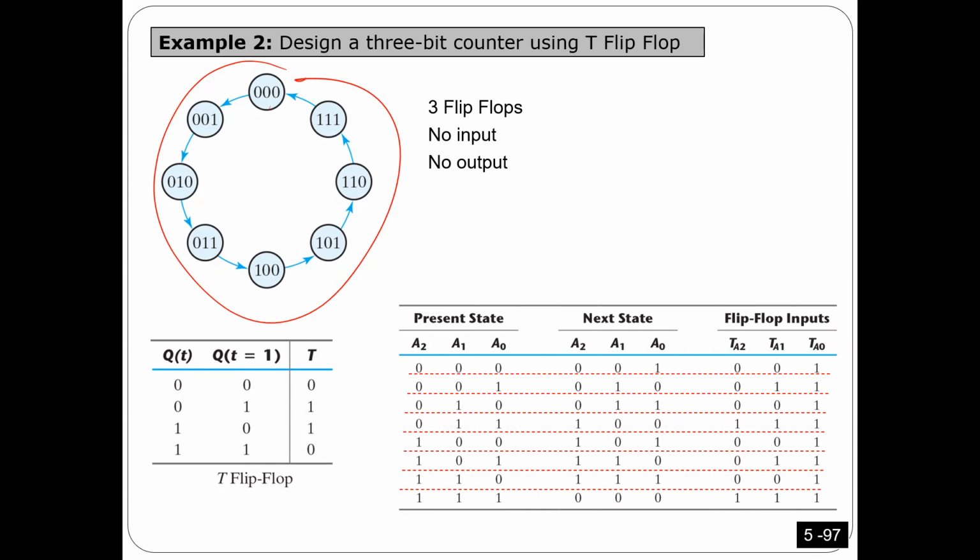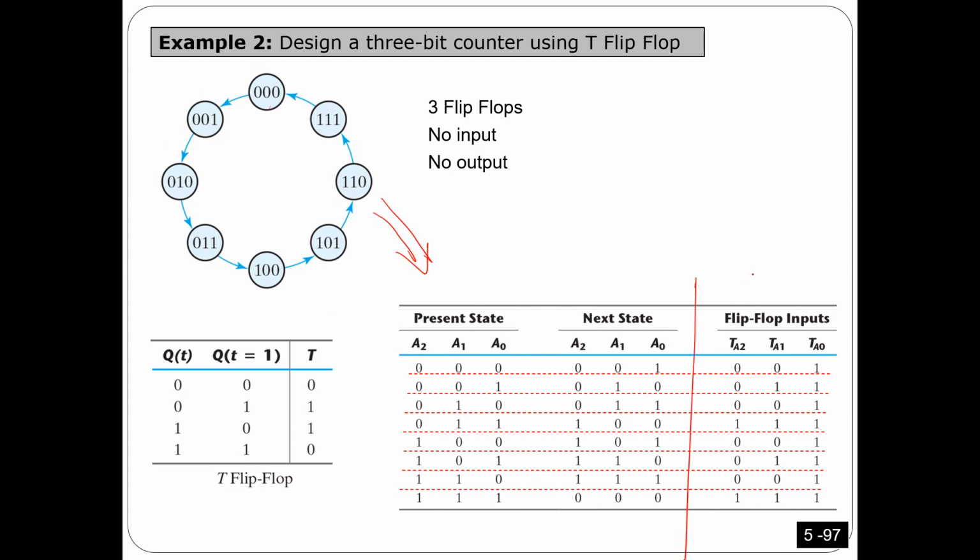Every time, clock, go to here. Clock, come here. Clock, come here. Clock, come here. That's it. Straightforward, okay? Now, let's start with the next step you have to do. You have to translate this from a diagram to a table, okay?